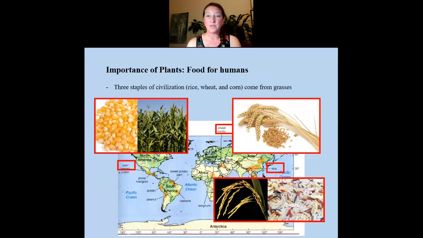Three of the staples of civilization, rice, wheat, and corn, all come from grasses. And so people who were able to learn how to grow rice, corn, and wheat in large quantities and save the products over winter were able to stay put in a certain place and build civilizations. So plants are really important in that regard.